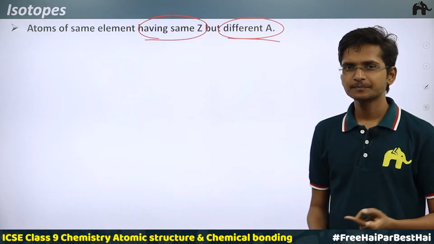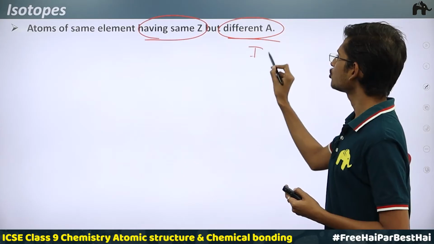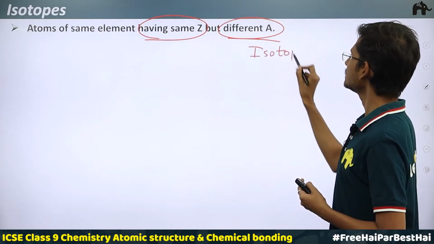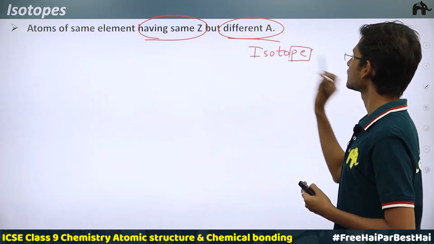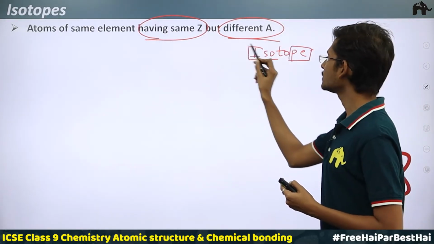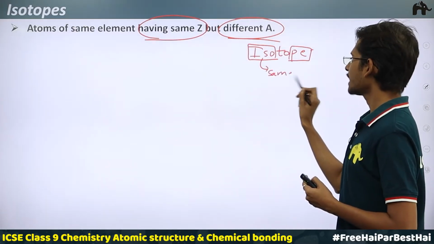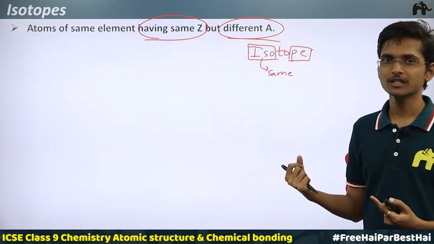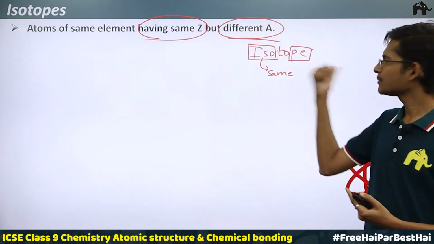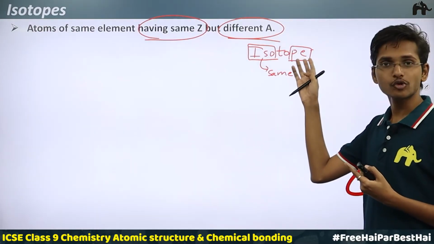So how can you remember this? See, in the word isotope, you can see there is a P and there is an E. Also there is the word iso here. Iso means same, and we know P and E, so we can correlate. P means protons, E means electrons, and we can think in this way that this is something about the number of protons and the number of electrons.